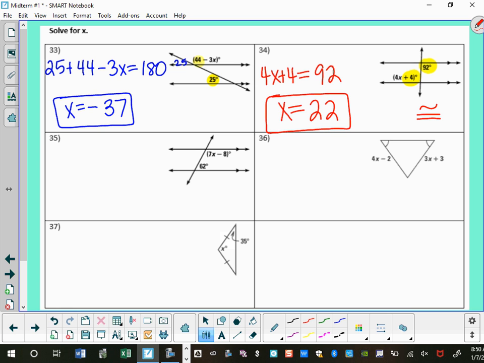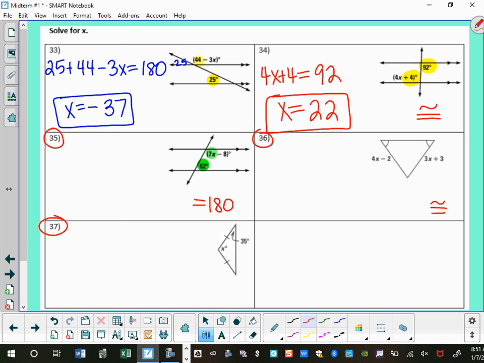All right, I want you guys to circle 35, 36, and 37. For 35, they're both consecutive interior angles. Are they going to be equal to 180 or equal to each other? 180. They're equal to 180. What about 36? They're equal to each other. Good. So put they're congruent.